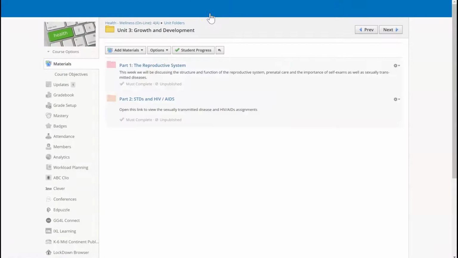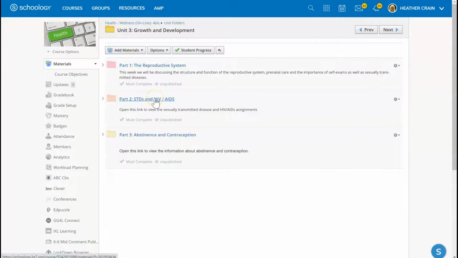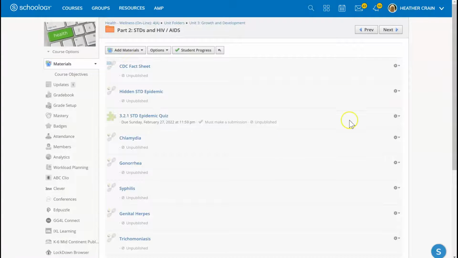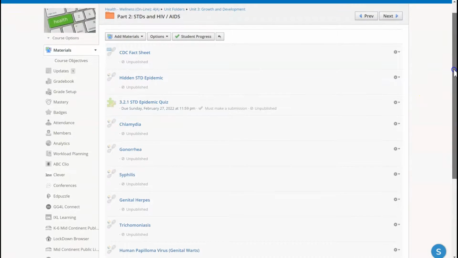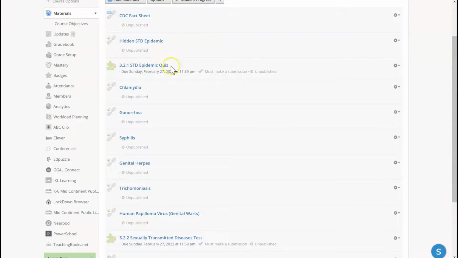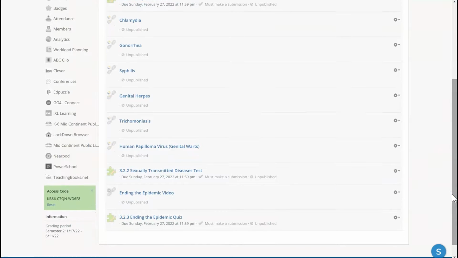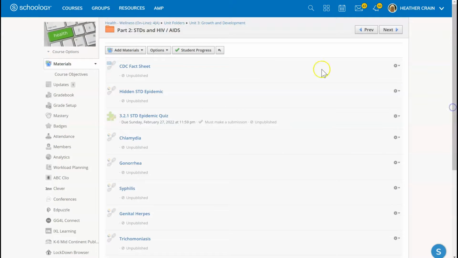If you use the breadcrumb trail and go back, the second folder talks about sexually transmitted diseases and HIV and AIDS. So what I would recommend is, as you work through these, obviously the epidemic quiz will be over these 2 links. And then once you get into the sexually transmitted diseases, I recommend opening both of these tests as you work through the content in the folder. That way you understand the information and you don't have to go back and research the articles for it. So just have the quiz open in one window and work through the reading and the links in the other window, and you should do really well on these 3 assessments.